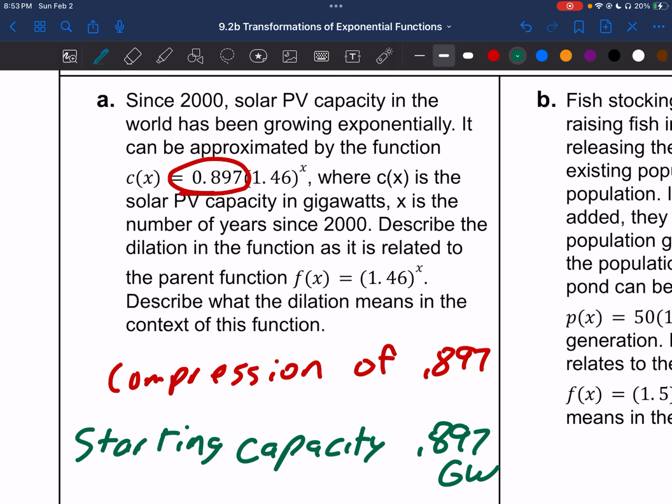0.897 gigawatts is, in the year 2000, the starting capacity for photovoltaic solar cells in the world. All right, so that is our starting amount. That's where we're moving from. And then every year after that, we are multiplying by 1.46 to identify what our next amount is. So we compressed it, but the growth rate is there, but that is where we had to compress it to start, because that was the amount that we had in the initial amounts of photovoltaic capacity in the year 2000.